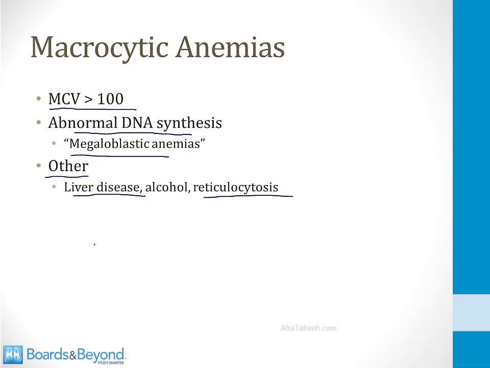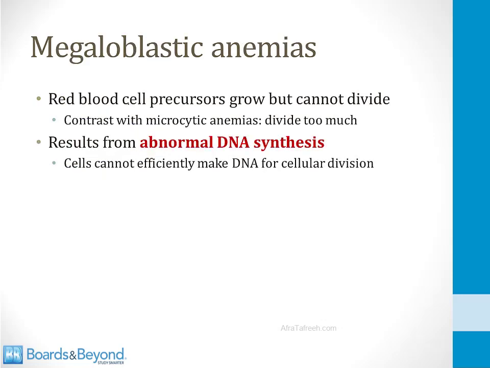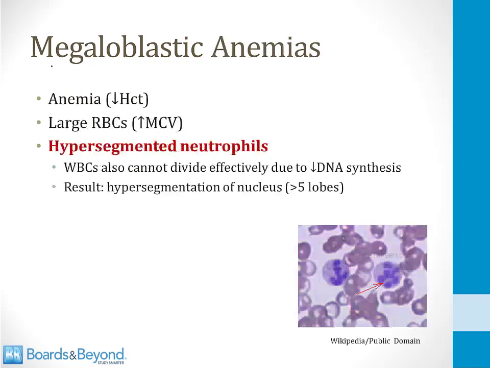We'll also talk about all of those. Megaloblastic anemias are anemias where red blood cell precursors grow but cannot divide normally. So this is like the opposite of microcytic anemias, where red blood cell precursors divide too much and make small cells. Megaloblastic anemias result from abnormal DNA synthesis. The cells cannot efficiently make DNA for cellular division, and thus they grow in size, but they do not divide normally.